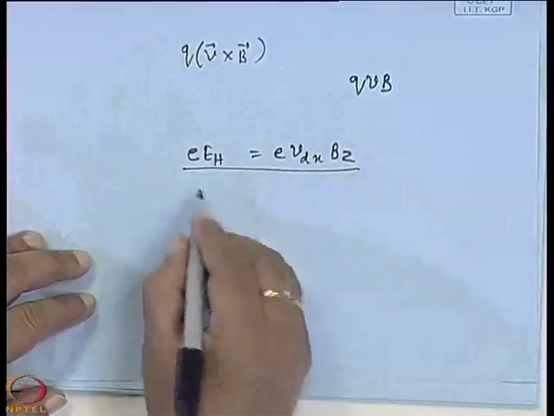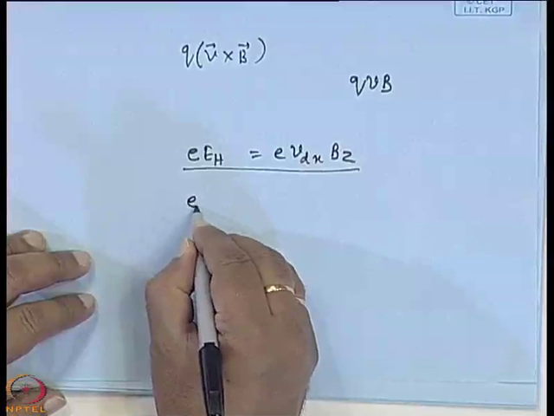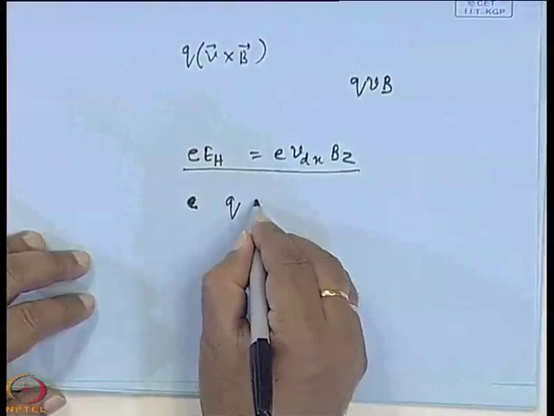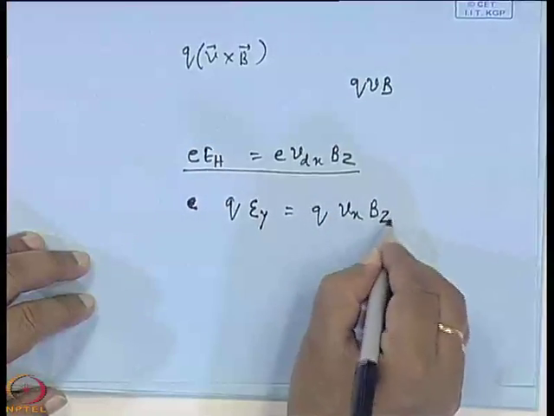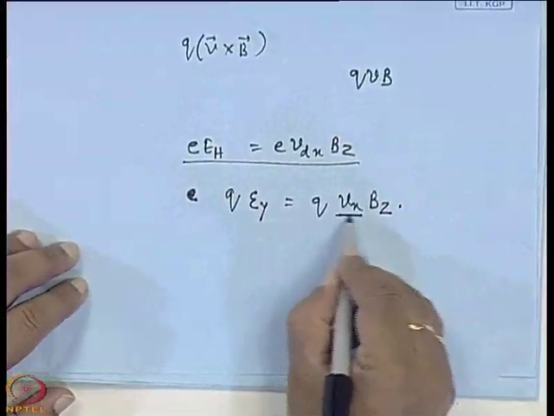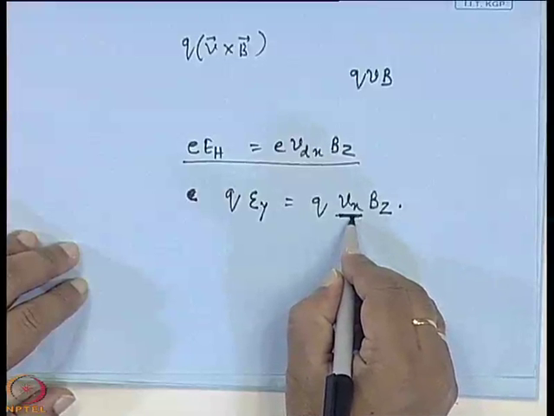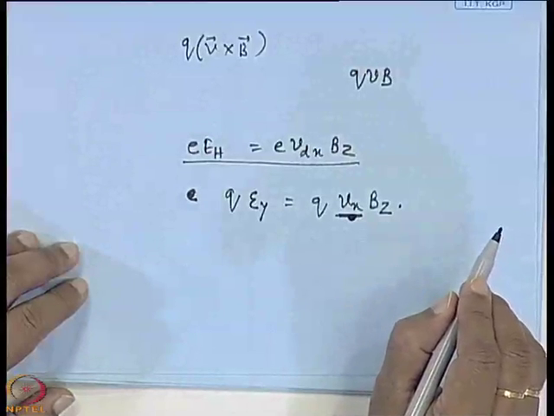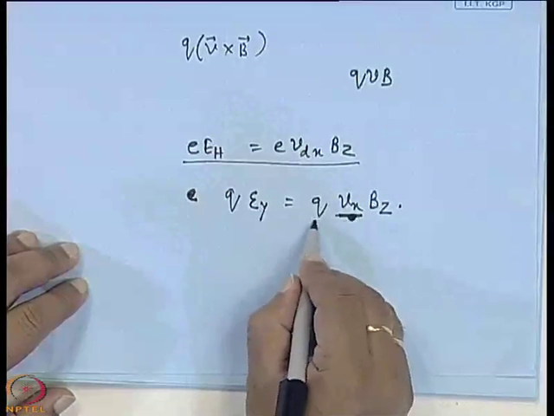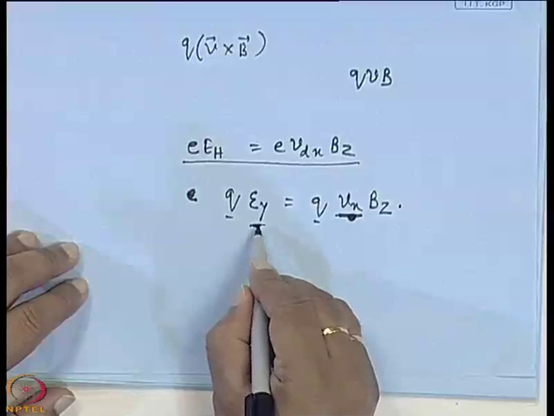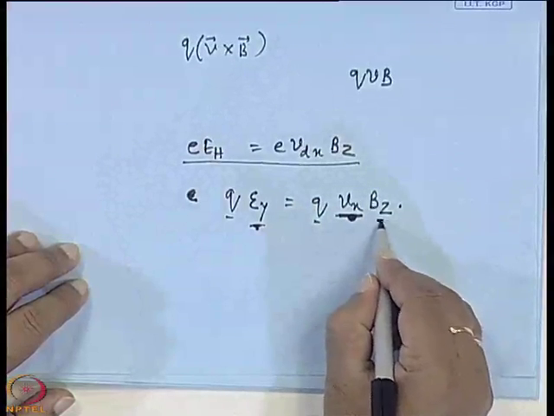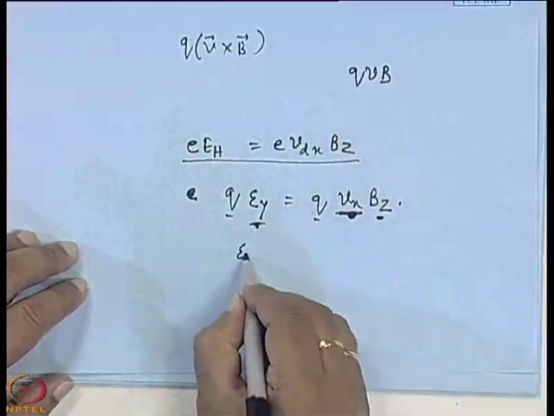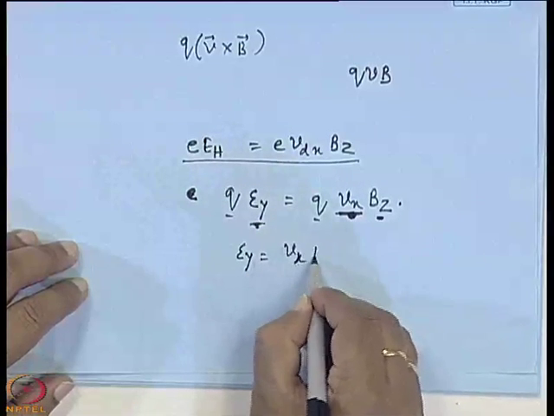or if you use a standard phenomenon, we can write Q E_y equals Q V_x into B_z. You see that V_x is the drift velocity, in the positive x direction, because the electric field was in the positive x direction, and Q is the charge, E_y is the Hall field generated in the y direction, and B_z is the magnetic field, or E_y equals V_x into B_z.